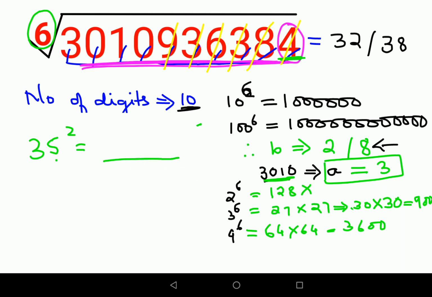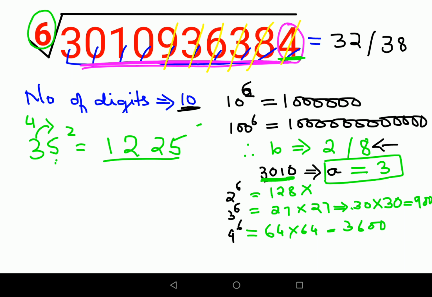All you have to do is, the last two digits of your answer will be 5 square, that is 25. And the next two digits will be 3 into the next number which comes after 3, that is 4. 3 into 4 gets you 12. So now understand that 35 square is 1225, which is much smaller than the given value, which is 3010.